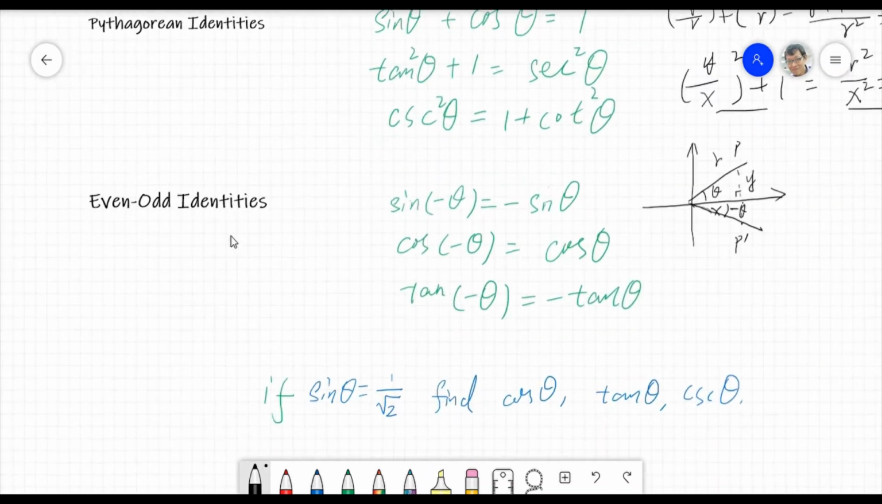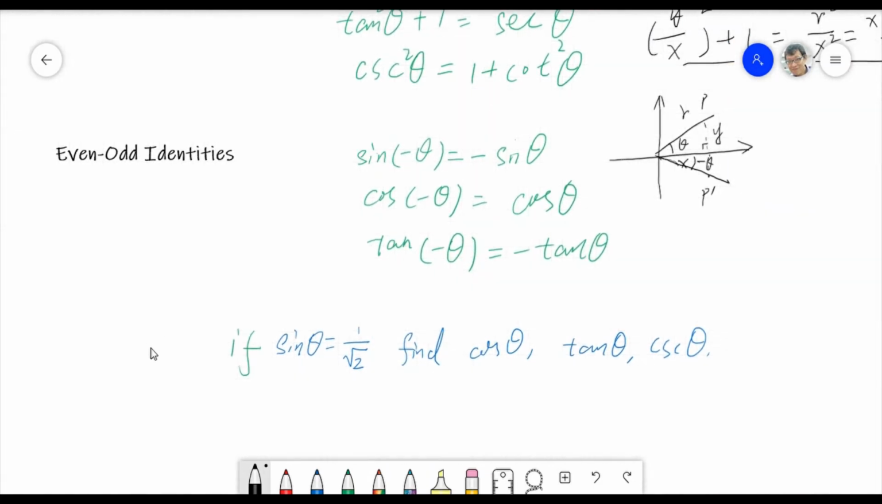Okay, I have two examples to give you. The first example: if sine theta is equal to 1 over square root of 2, find the cosine, tangent, cosecant.